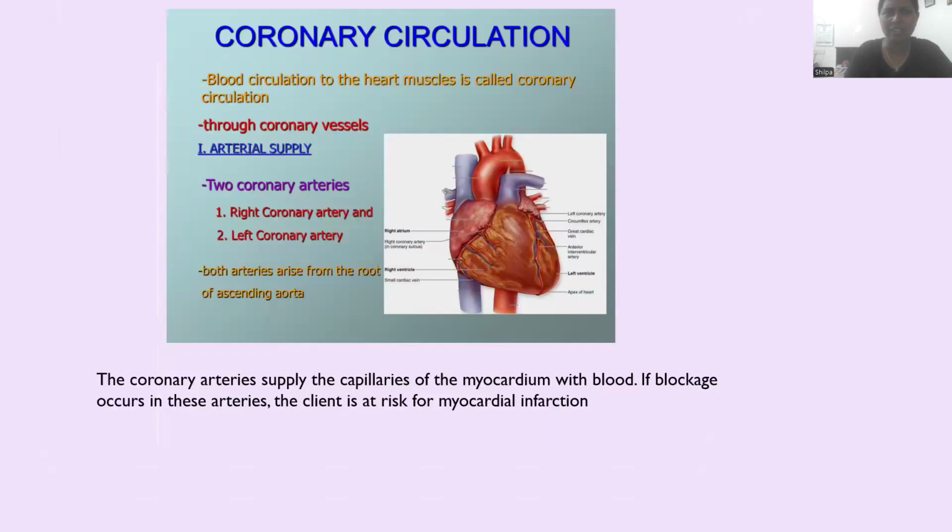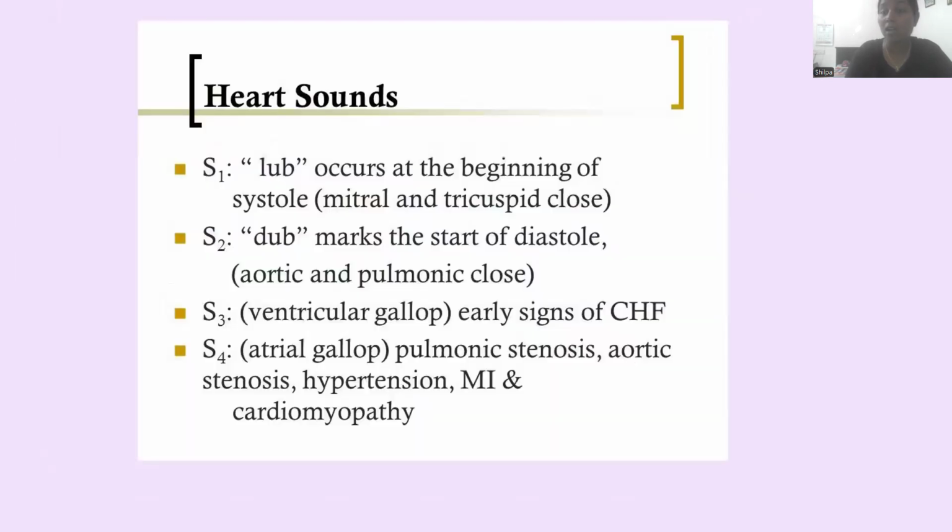Then coronary artery circulation, and heart sounds are very important. S1 is lub, which occurs at the beginning of systole, and S2 is dub, the start of diastole. S3 is a gallop, and normally it is not a normal rhythm. If the person has something like congestive heart failure, you can rule out S3. Gallop is an abnormal rhythm. S4 is also like that.